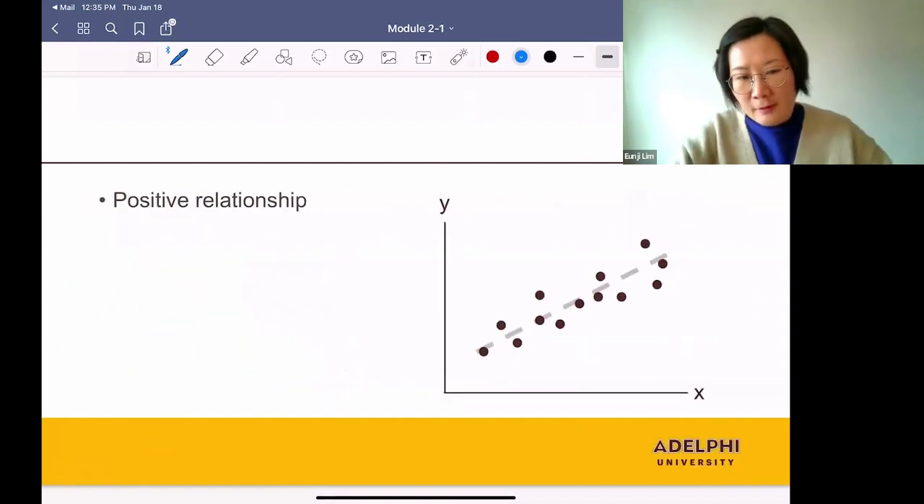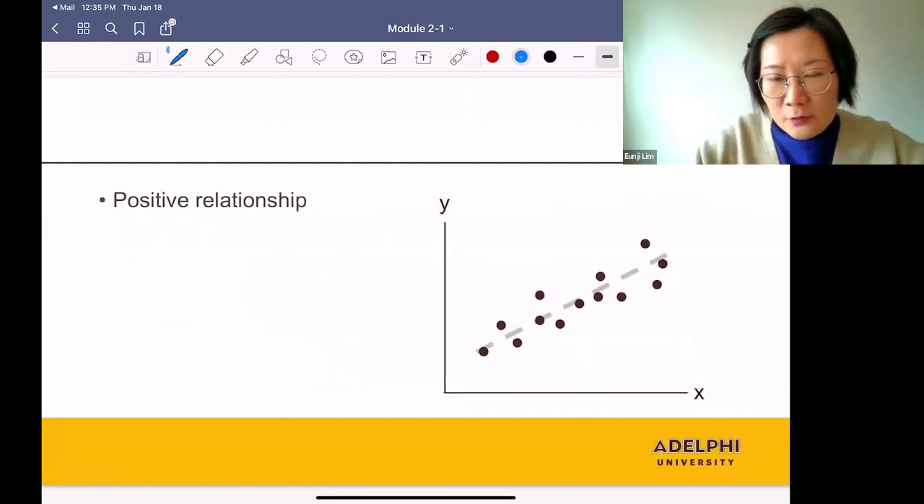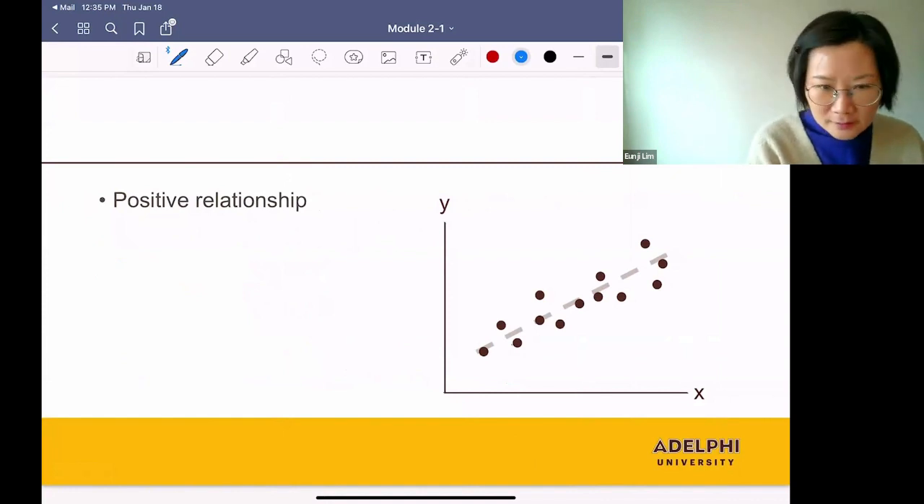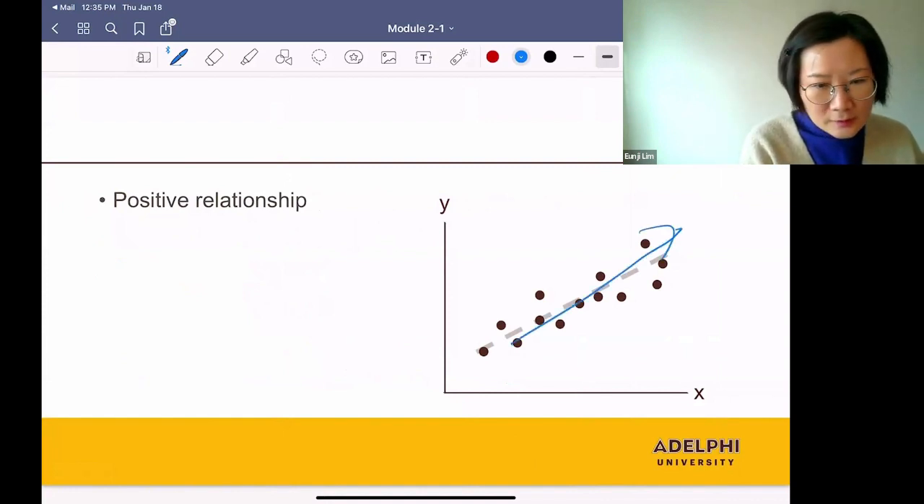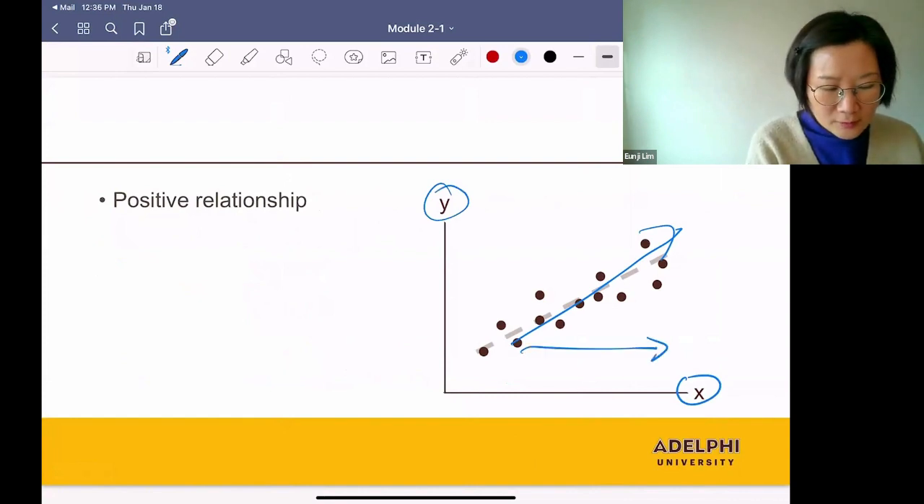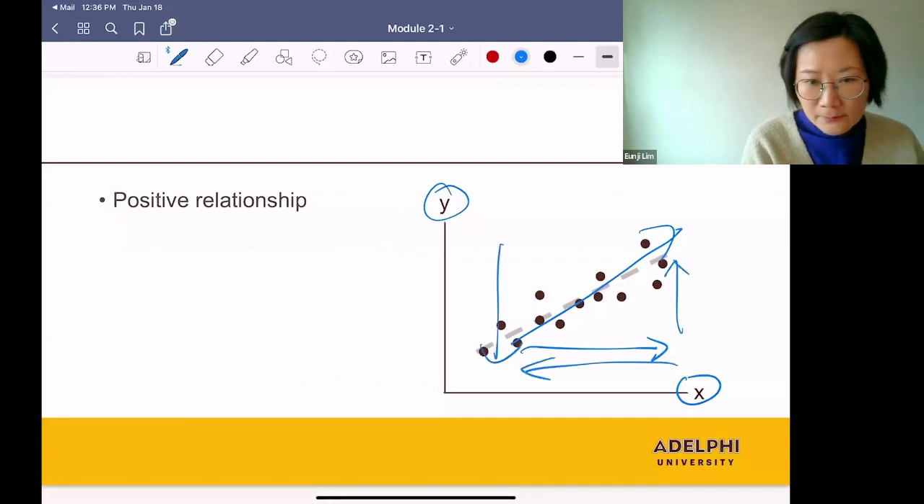Now, once you have the scatter diagram, you can use it to find the relationship between X and Y. For example, if your scatter diagram shows a trend that's going up like this, that means there is a positive relationship between X and Y. In other words, X and Y move in the same direction. If one goes up, the other goes up. If one goes down, the other goes down.